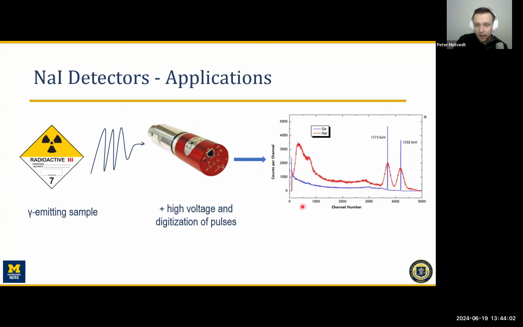So you can see the horizontal axis is the channel number. It corresponds to the energy of the incident photon. And the vertical axis is counts. So this is just a histogram. And you can see there's two characteristic mounds here for these sodium iodide detectors. It's very useful. This corresponds to the 1.1 MeV and 1.3 MeV peaks.